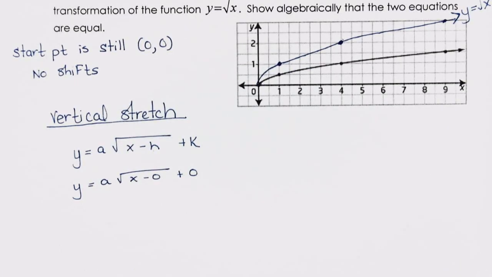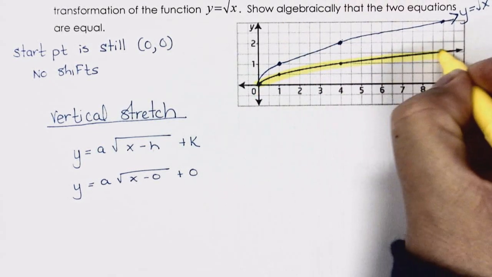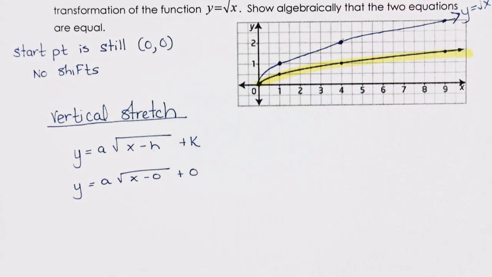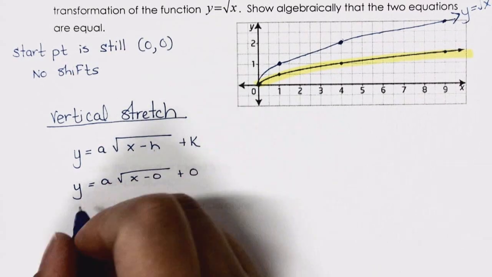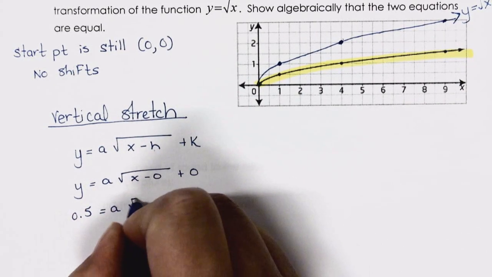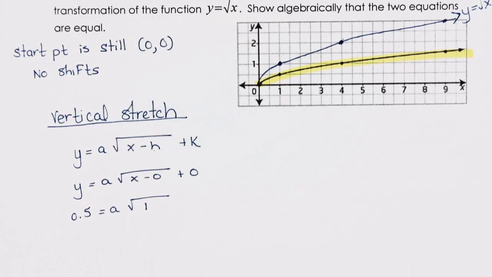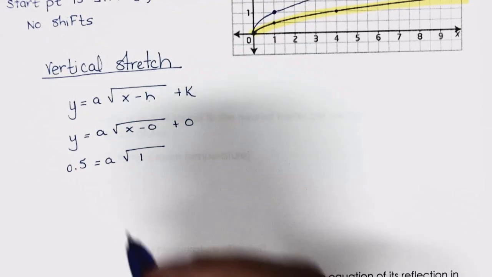Okay, let's do some math. Pick a point for me on the new graph. 1, 1 is not a point on the new graph. The new graph is this guy. 0.5 and 1. Okay, so y is 0.5 and x is 1. What's the square root of 1? 1. Brilliant.